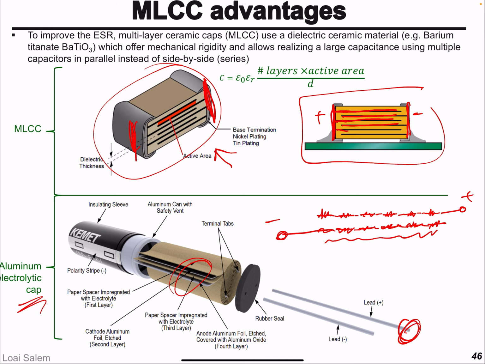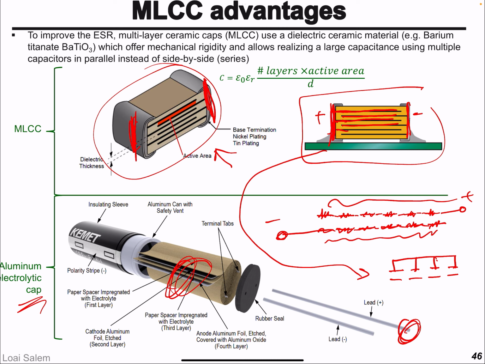So the ESR adds up, and then you take the negative terminal. On the other hand, in the multi-layer ceramic capacitor, you have capacitors connected in parallel, but essentially with a very short piece of conductor as shown here, while this one is a very long foil, so the ESR keeps adding up. Okay, and that's why aluminum electrolytic capacitors suffer from high equivalent series resistance in comparison to multi-layer ceramic capacitors.